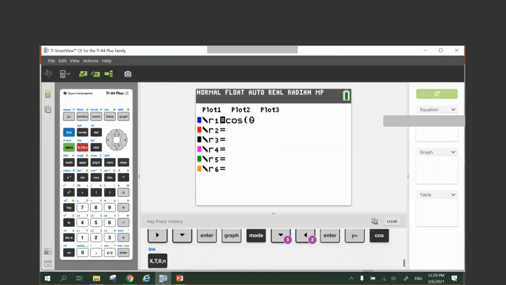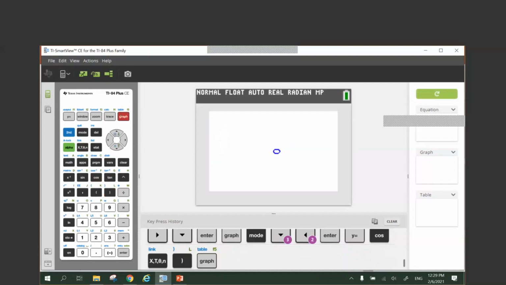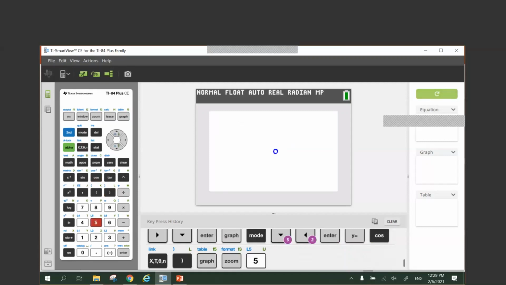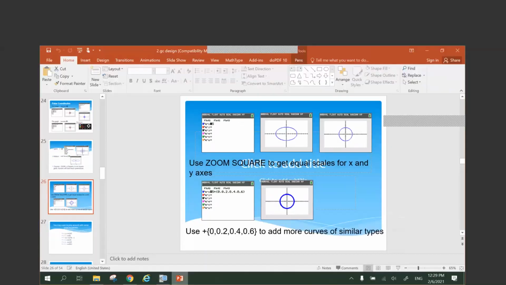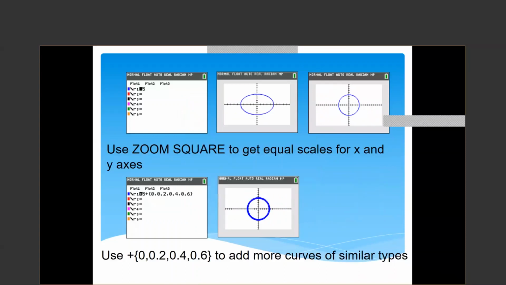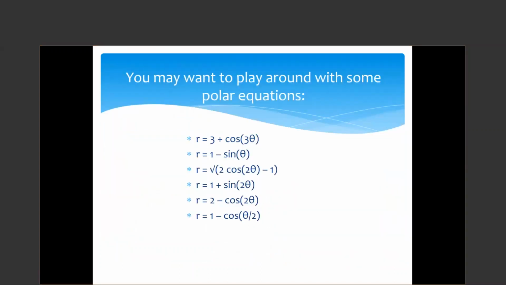You need not close the bracket, but you can. If you don't close the bracket, it will take it as if you have closed it. So it's a circle. You have to zoom square. How do you get the square? Zoom square is number 5. So you get a circle. You can zoom in to get a bigger circle. You may want to play around with some polar equations here. I also have sent you a copy of some of the interesting polar equations. Do explore around.